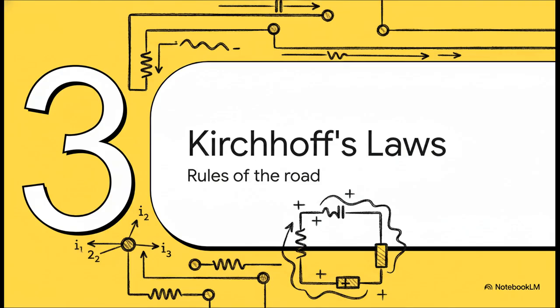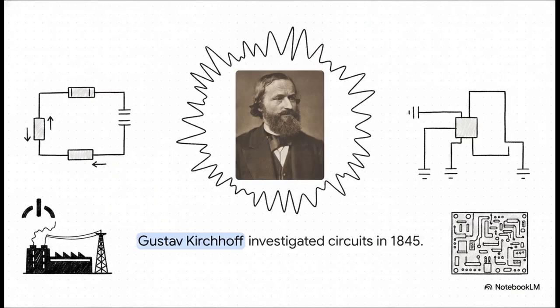The rules of the road for electricity. So, Ohm's law gives us a great micro-level view of a single component. But what about the macro rules governing how voltage and current behave across complete, complex electrical networks? Well, meet Gustav Kirchhoff, a pioneering German physicist. Way back in 1845, he investigated circuits and described two incredibly important laws.